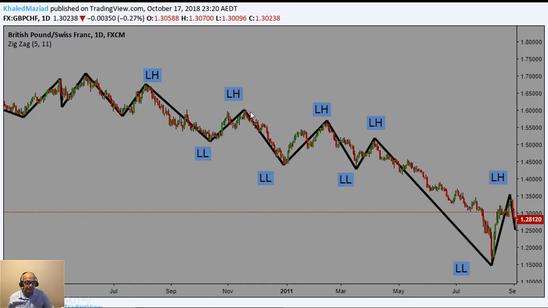So here it's a lower high, lower low, lower high, lower low, lower high, lower low, and then lower high. So we are in a downtrend. And even if you don't care about the lower highs and lower lows, we are in a downtrend.